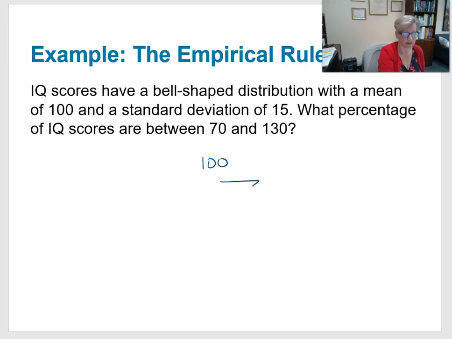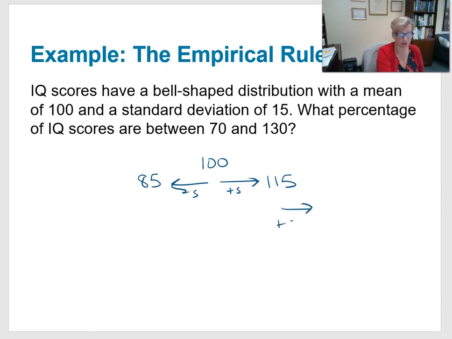If I go 1 standard deviation in each direction, I add an S and I subtract an S. So if I add 15, I end up at 115. And if I subtract 15, I end up with 85. That's obviously not 70 and 130, so let's go 1 more.